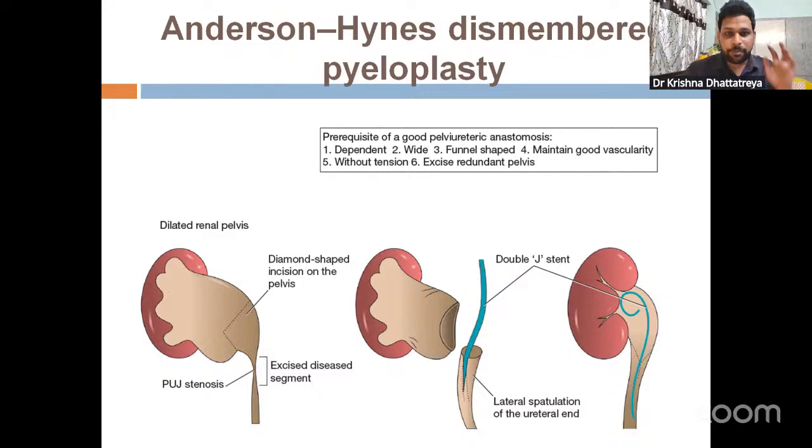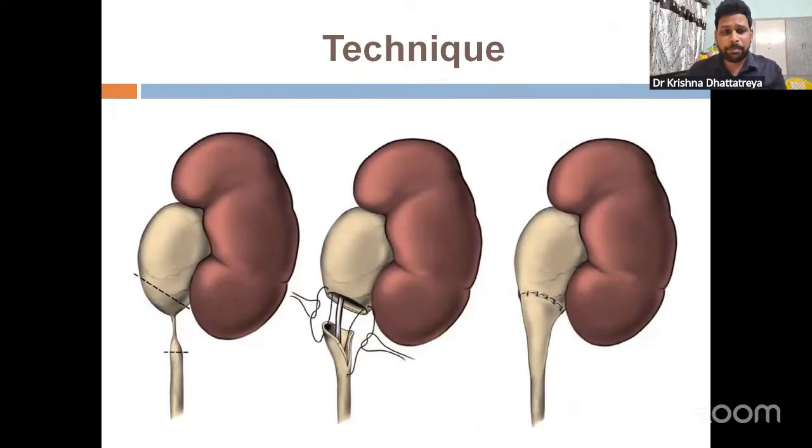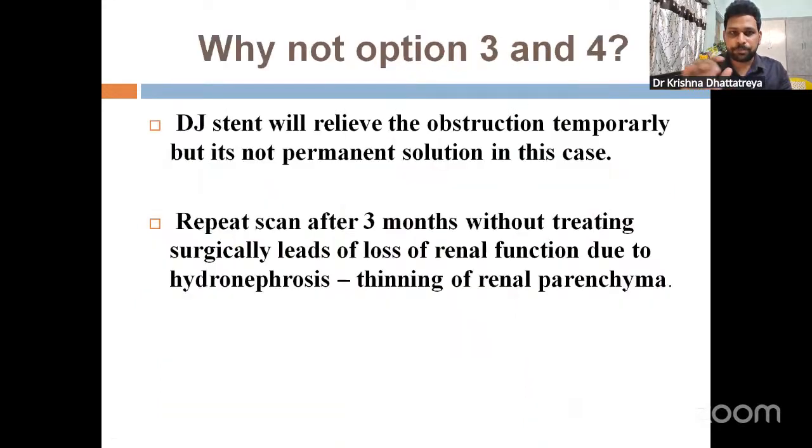This picture is taken from Love and Bailey. In the second picture, you can see clearly how you perform this Anderson-Hynes pyeloplasty: you will remove the strictured segment. After that, the ureter will be spatulated. Always the spatulation of the ureter should be done on the lateral side. Okay, this is the spatulation, and after the spatulation, you have to anastomose this with interrupted sutures. Always interrupted sutures should be placed, and a stent should be placed in position.